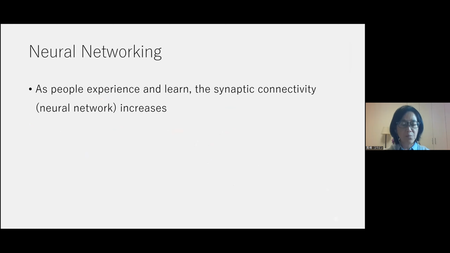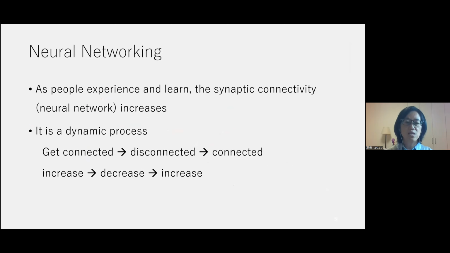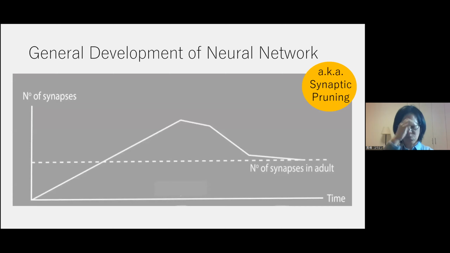As we people, as well as babies, experience new things and learn new things, the synaptic connectivity, or what we call neural network, increases. And this is a dynamic process. So the synapses will get connected, and it may get disconnected, and then it may get connected again. So the overall neural network can increase in volume, and they can decrease and increase again. And I'm going to explain a little more.